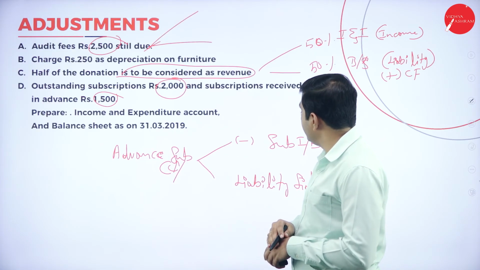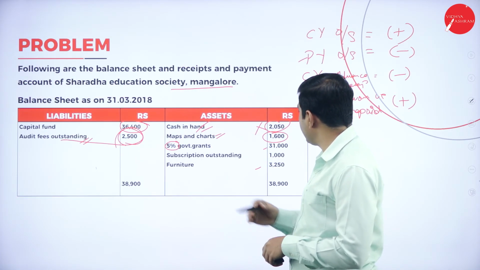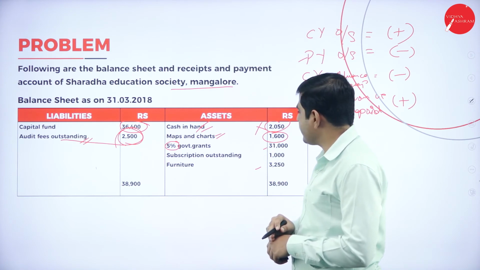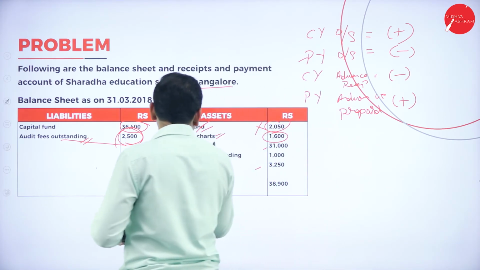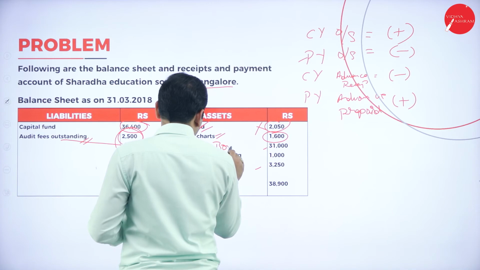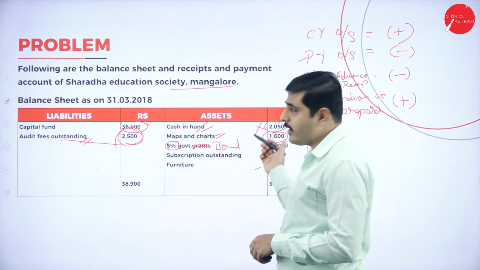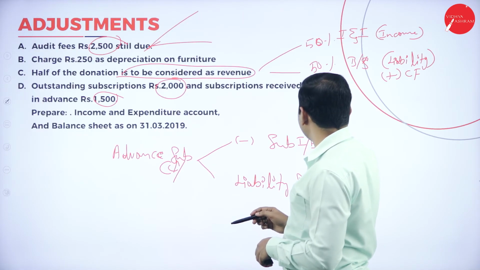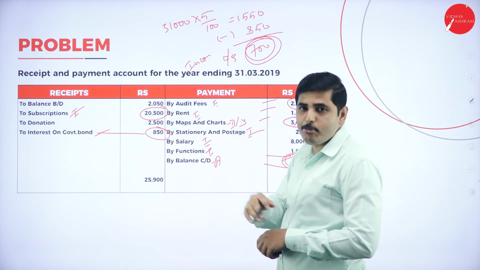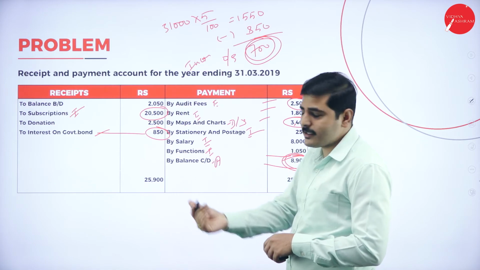Next point, coming to the previous year's government grants. It is not grants, it is bonds, so we can take it as government bonds. Government bonds 31,000, 5% interest, we have to add it. What is the outstanding interest on government bonds? We have already calculated it here: 700. We should add that 700 rupees.